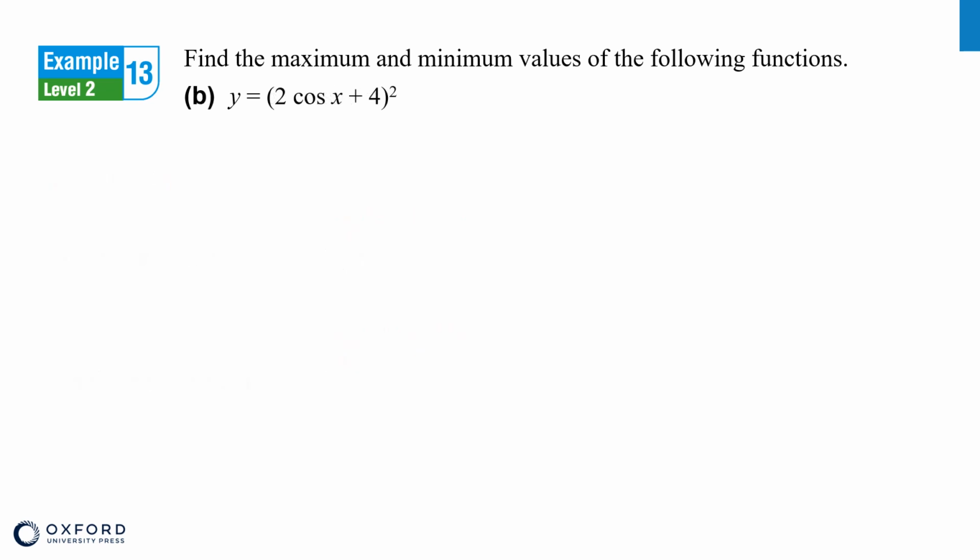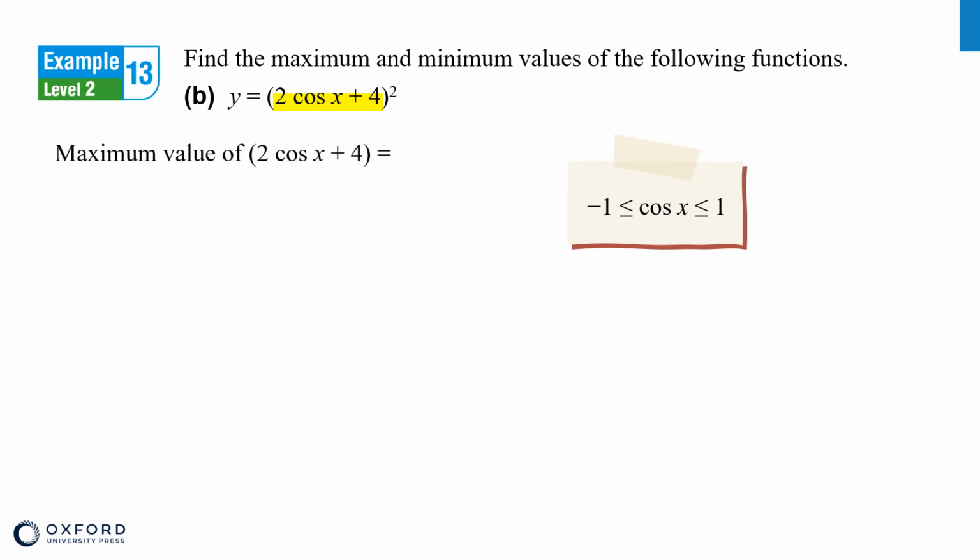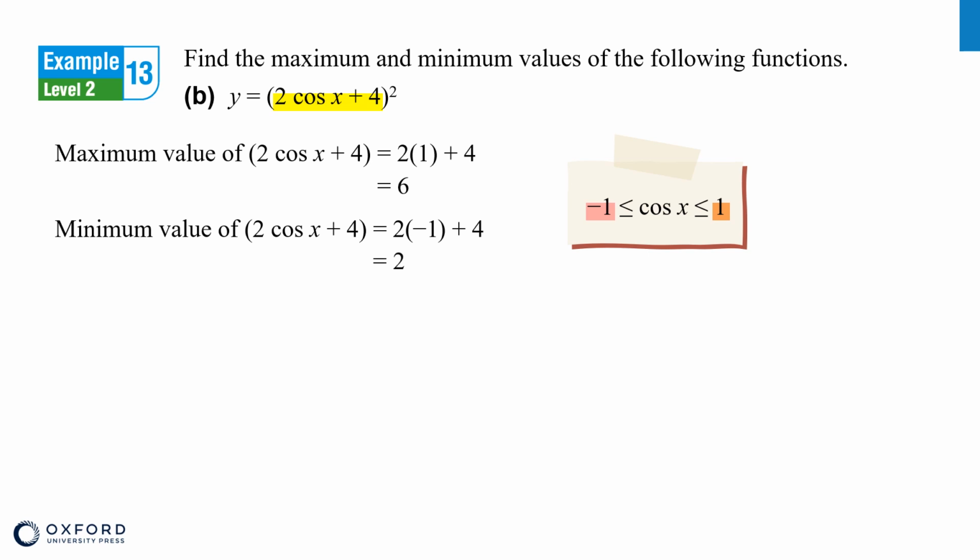Part B. The function here is a square of something. Let's find the maximum and minimum values of the expression inside the brackets first. You should know that the maximum value of cosine of x is 1 and its minimum value is negative 1. Then the maximum value of 2 cosine of x plus 4 is 2 times the maximum value of cosine of x plus 4. That is 6. And we find the minimum value of it in a similar way, which will be 2.